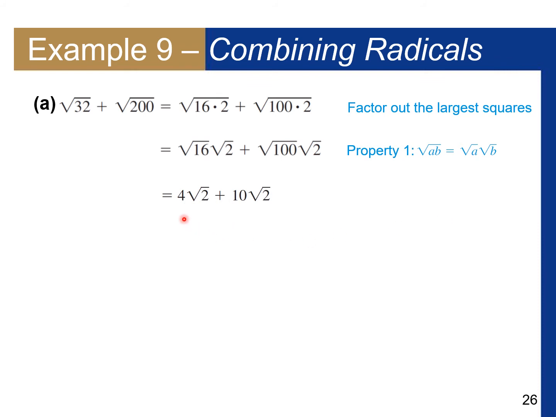Now I have 4 times the square root of 2 plus 10 times the square root of 2. This is now like terms. Just like when you are adding like terms in your algebra expressions, radicals are treated the same way. You want to make sure you have the same base, the same root, and if you do, then you just add the front and you will get 14 square root of 2.